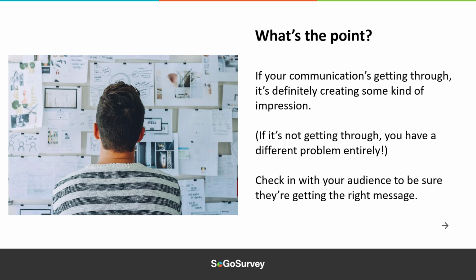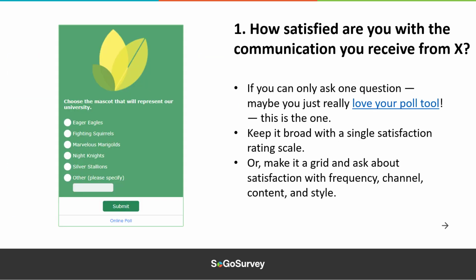But you need to make sure that you're checking in with your audience, first of all, to make sure they're getting the message and making sure that it's the right message that you intend to send. One key question to start with: how satisfied are you with the communication you receive? If you decide just to narrow this entire audit down to one question, this is the question. You could use a poll, you can use whatever you want, a satisfaction scale, or you could get a little bit more specific. Satisfaction with frequency, the channel of distribution, the content type, or anything about the style as well. So in short, this is one key question to start with. Even if you end with it, that's okay too.